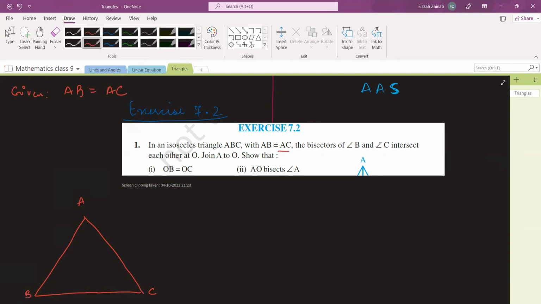The bisectors of angle B and angle C intersect each other at O. So if I draw the bisector, that means I divide angle B into two equal parts. And similarly, I divide C into two equal parts. So these bisectors meet at a point O. Join A to O. So I also join A to O. Now show that OB is equal to OC, right? First part, you have to show OB is equal to OC. Let's see how we can do it.